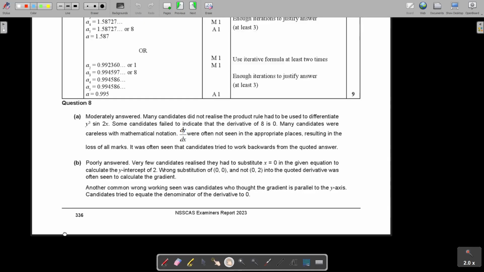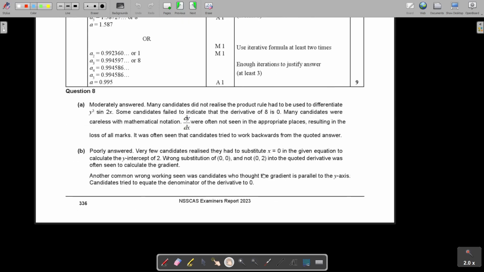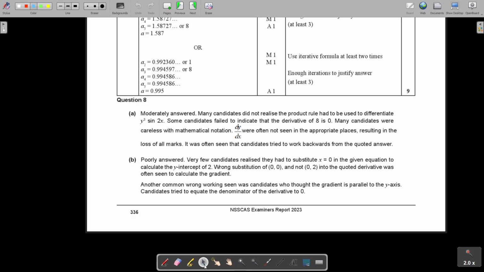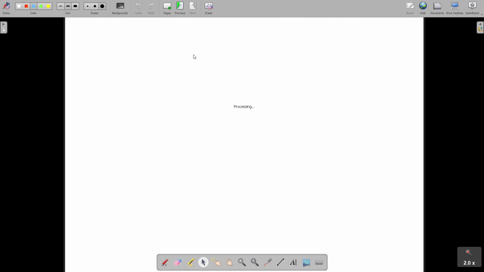Okay, I read for you. It was moderately answered. Many candidates did not realize the product rule had to be used to differentiate this. But there are nice examples where we use the product rule in the textbook. Some candidates failed to indicate that the derivative of 8 is 0. Many candidates were careless with mathematical notation, dy over dx were often not seen in the appropriate places, resulting in the loss of marks. Every time you differentiate y, you must write dy over dx. It was often seen that candidates tried to work backwards from the quoted answers. And no, you must end with that answer.